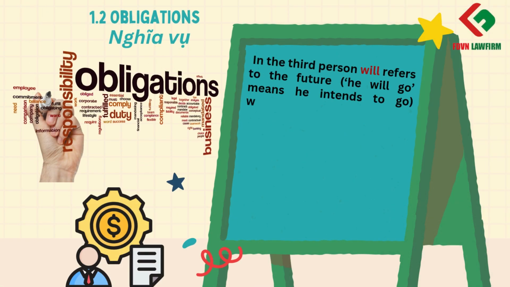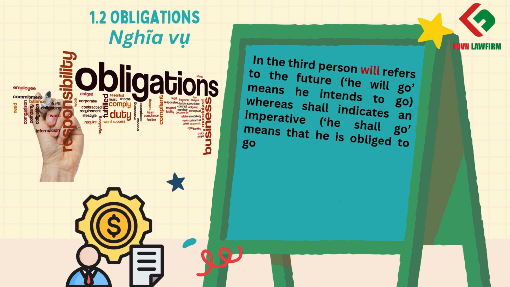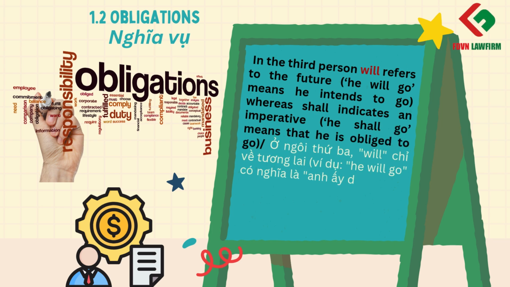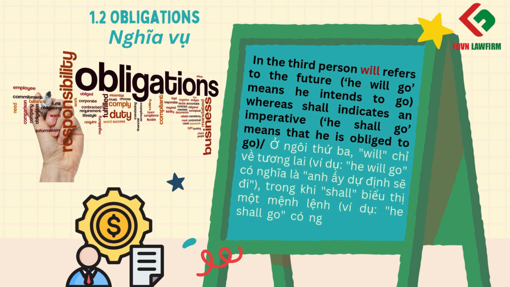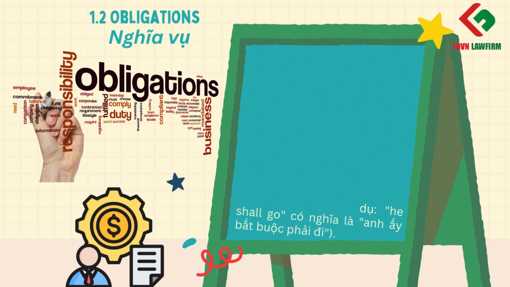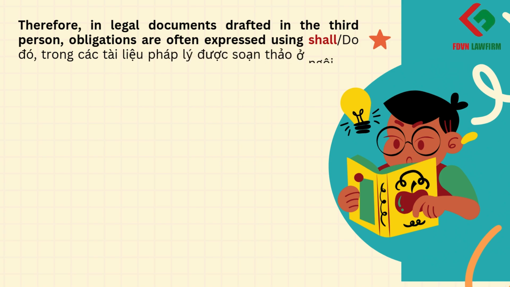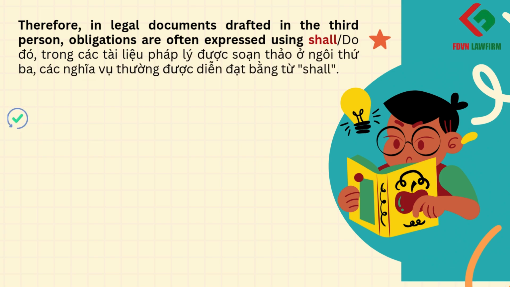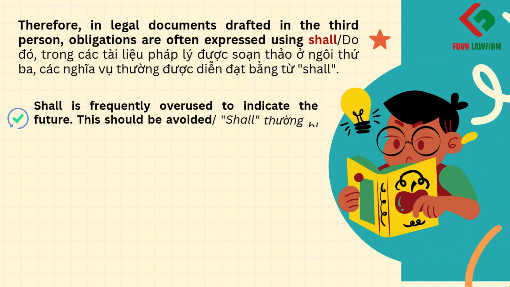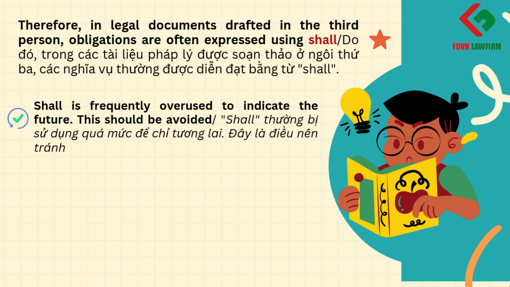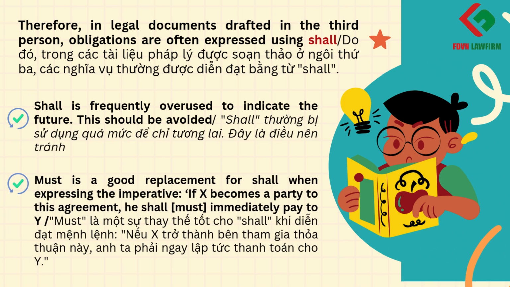Obligations. In the third person, will refers to the future. He will go means he intends to go, whereas shall indicates an imperative. He shall go means that he is obliged to go. Therefore, in legal documents drafted in the third person, obligations are often expressed using shall. Shall is frequently overused to indicate the future. This should be avoided. Must is a good replacement for shall when expressing the imperative.